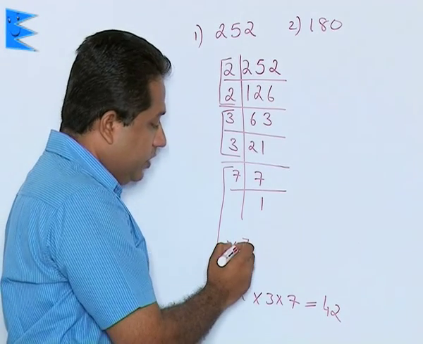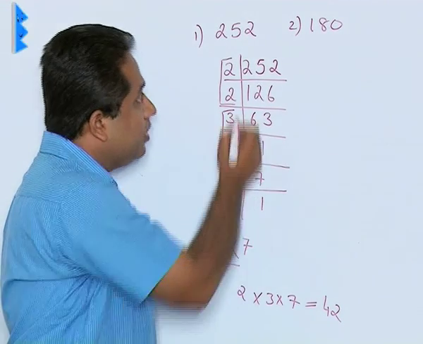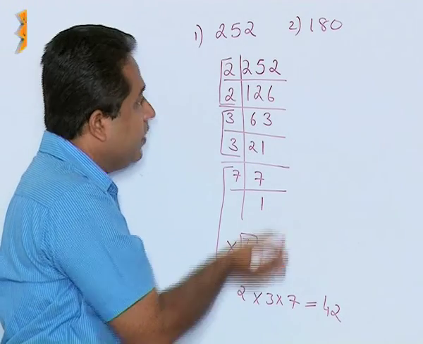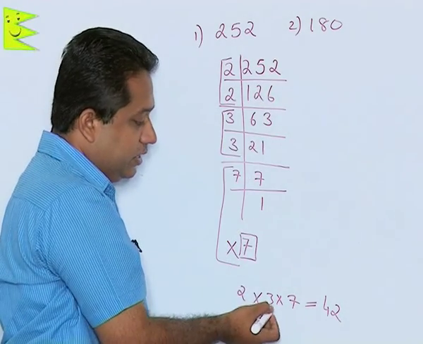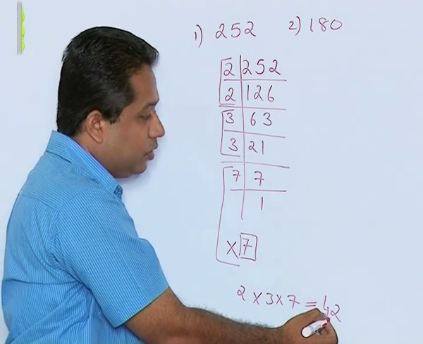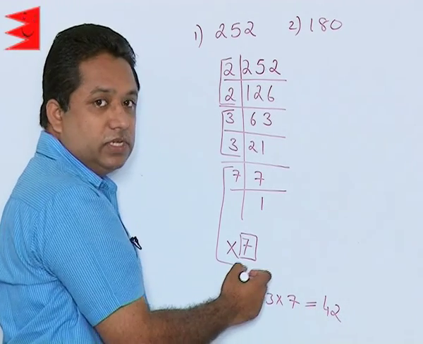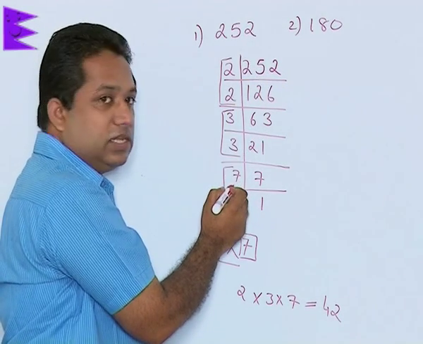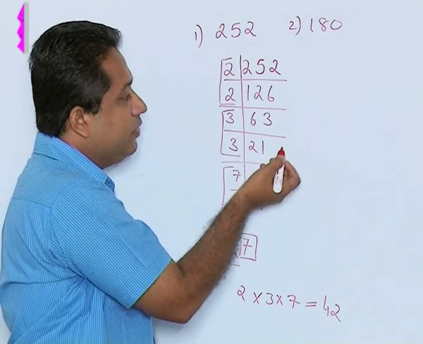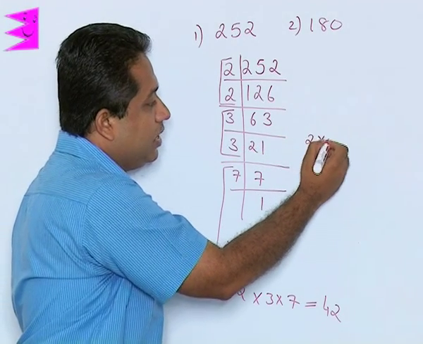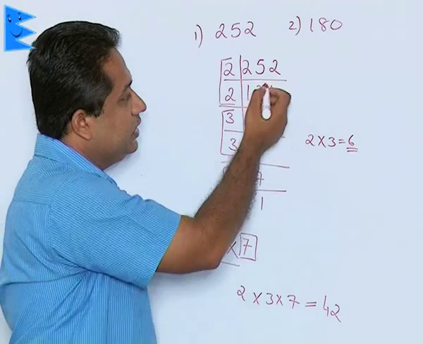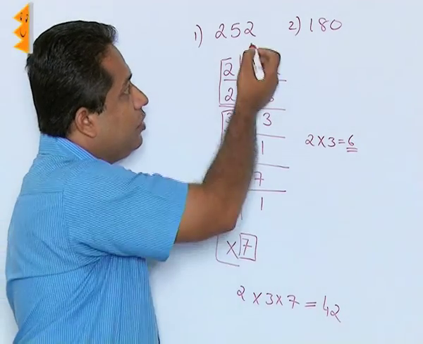So if the question is what should be multiplied with 252 to make it a perfect square, the answer is 7. And if I multiply by 7, then the square root of that number will become 42. And if the question is by what number should 252 be divided by, then also the answer is 7. But the square root of the number obtained will now be 2 multiplied by 3, that is 6. So we get this answer for 252.